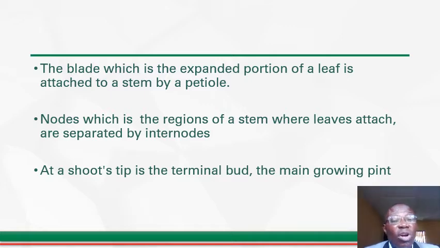Then we have what we call nodes in the angiosperm. A node is the region of a stem where leaves attach to the stem, and nodes are usually separated by internodes. An internode is the space between two nodes. Then at a shoot tip is the terminal bud, and the terminal bud is the main growing point of the plant in the angiosperms.